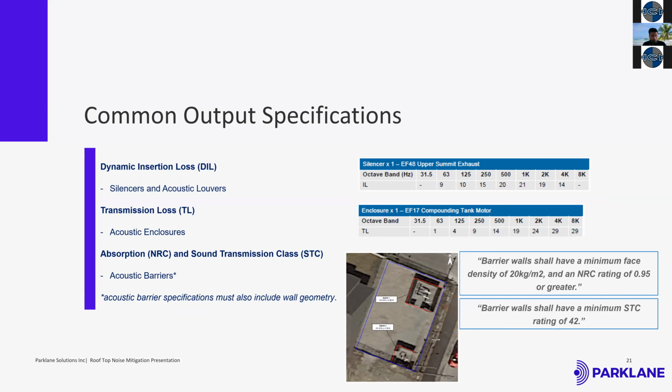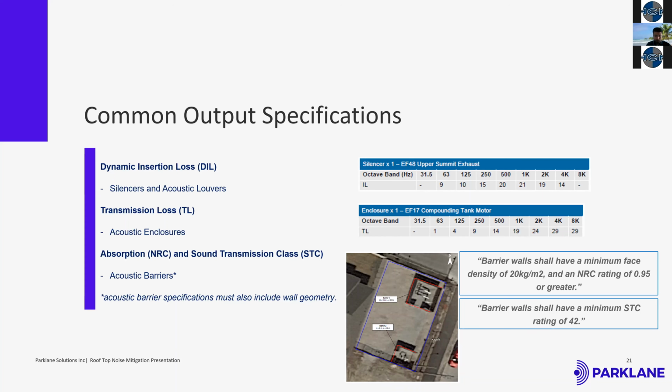And so, like I mentioned before, common output specifications are dynamic insertion loss. Typically, this is what you would need if the mitigation method is a silencer or an acoustic louver. Transmission loss is needed when you want to put an acoustic enclosure around it. Also the case with acoustic barriers. But typically, when they're acoustic barriers, they would have something called an NRC rating or a sound transmission class rating. It could even be the mass density of the wall, or it could be an STC rating, like mentioned here.